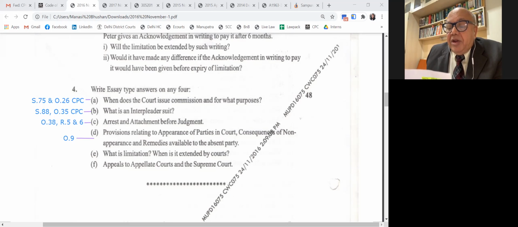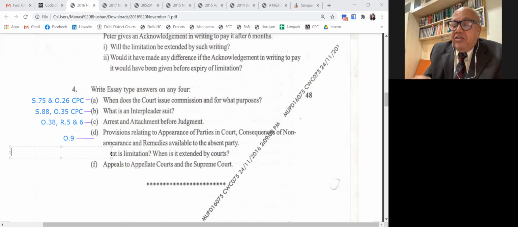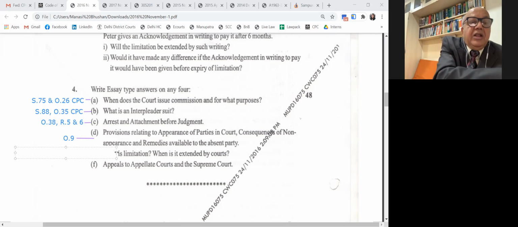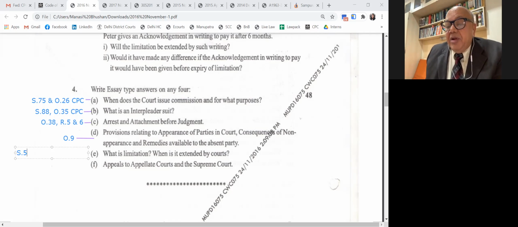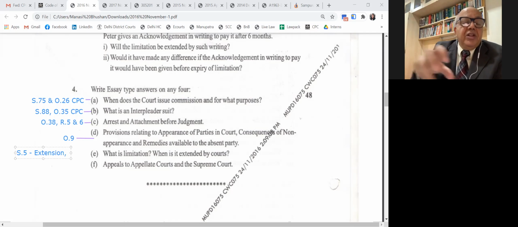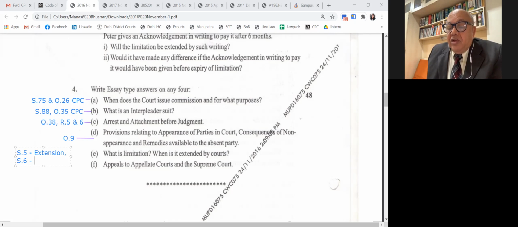Then what is limitation? When is it extended by the court? Limitation is a procedural law which prescribes the limitation period for the filing of suits, appeals and remedies. Extension by the court: section 5 of the Limitation Act gives you the illustration of when the limitation period can be extended in cases of appeals and applications other than execution applications. Then sections 6, 7, 8, 9, 10 and 22 are the grounds where the suit is barred by limitation, and what grounds you can take up are given in those sections.